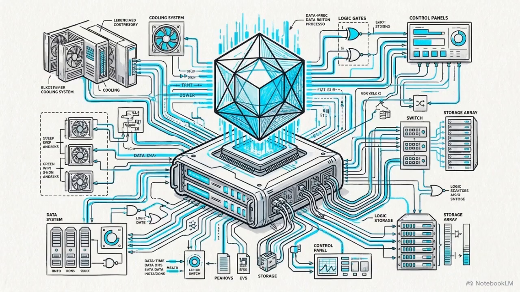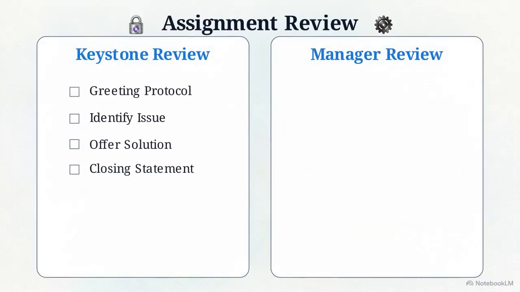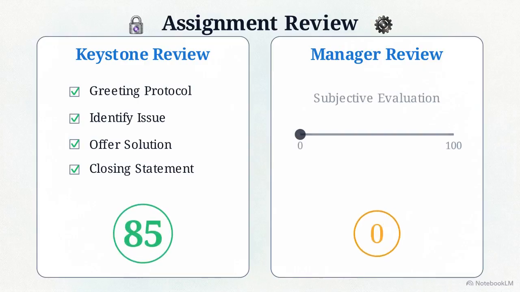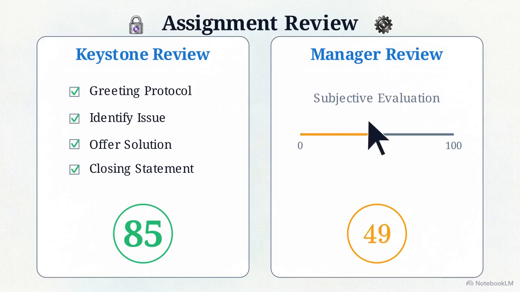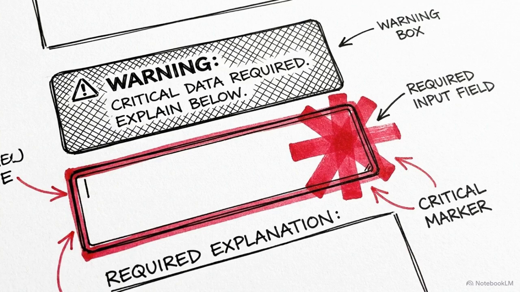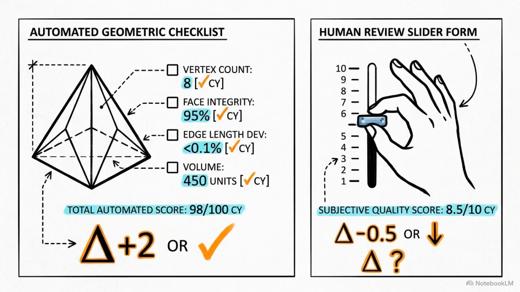We use a dual evaluation architecture for these gates. Keystone, the platform intelligence, provides the first assessment. Keystone reviews the assignment transcript against a strict checklist of required terminology and process steps, producing a precise numerical score. In parallel, a human reviewer provides a subjective score using a 0 to 100 slider. If a significant delta exists between these two scores, the system mandates a written justification from the reviewer. Programmatically identifying the discrepancy between machine logic and human subjectivity ensures that evaluation rigor remains consistent across the entire organization.